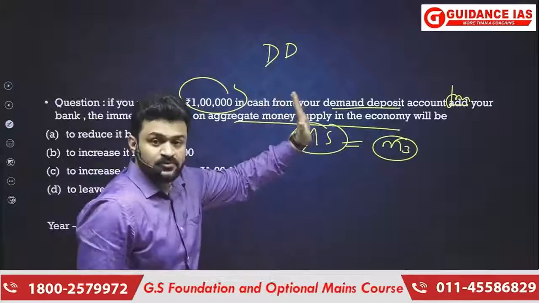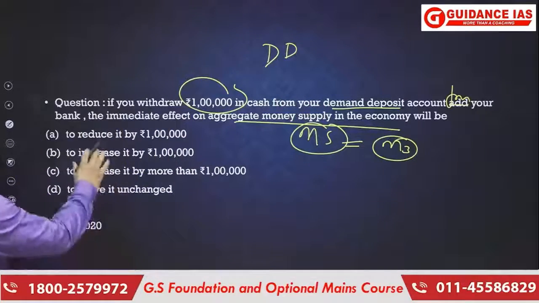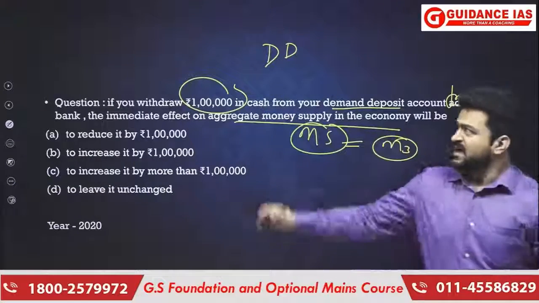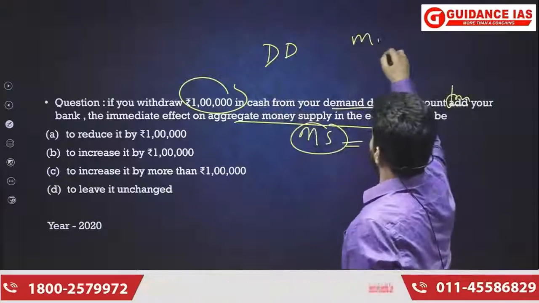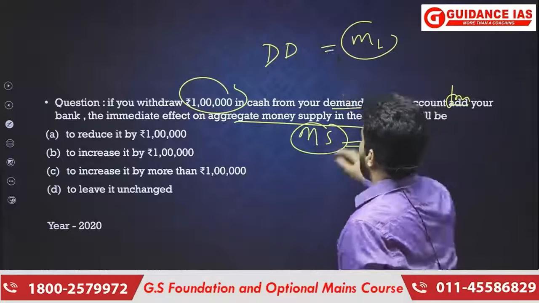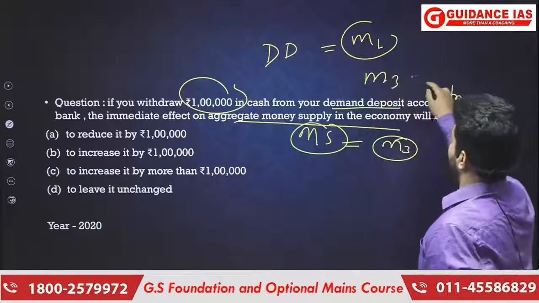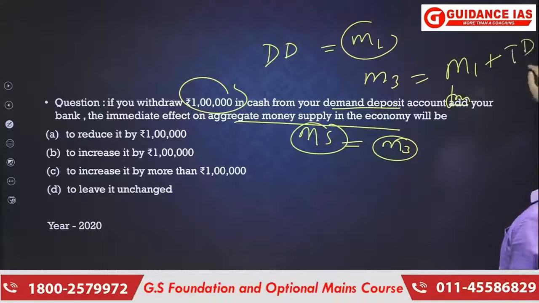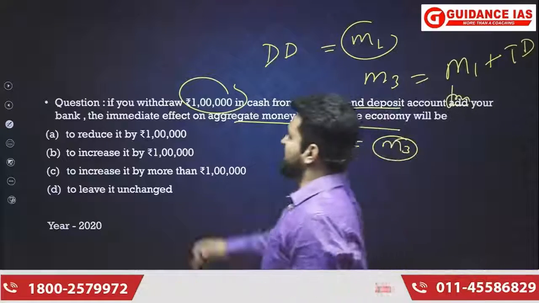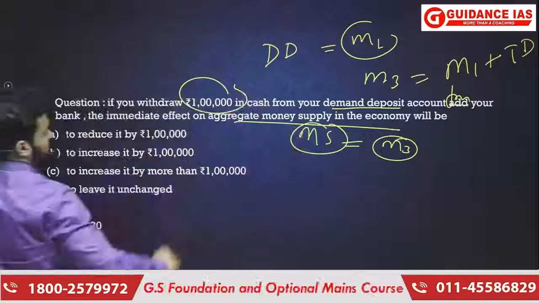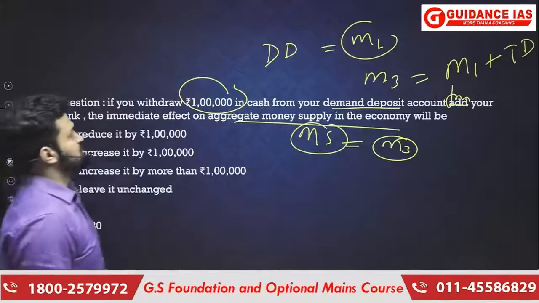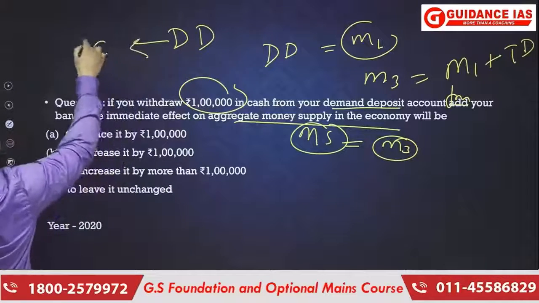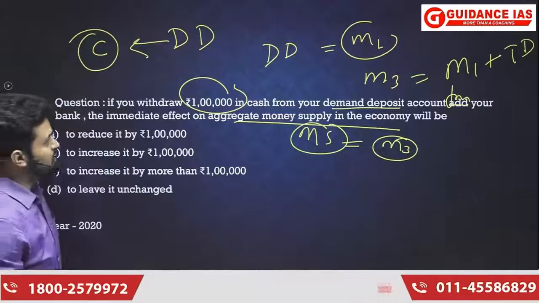That has been withdrawn. Then the immediate effect on aggregate money supply. Demand deposit is in M1. And what is in M3? M3 includes M1 plus TD, time deposits. So if demand deposit has been withdrawn, then it has been converted into C, that is currency notes and coins with public.